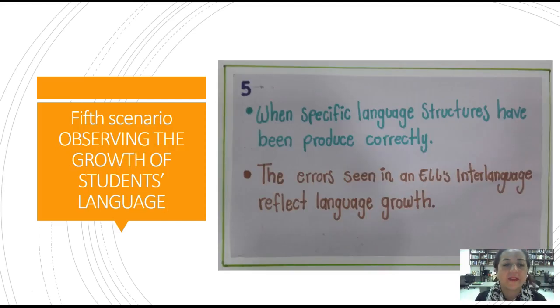Fifth scenario, observing the growth in students' language. When specific language structures have been produced correctly, the errors in an ELL's interlanguage reflect language growth. Have you noticed how you started to generalize things? Overgeneralized rules. Like you started duplicating every letter before putting an -ing. Well, that's because you overgeneralize the rule because you're learning it. So this is something that happens with ELLs, and we have to pay close attention. We have to observe to see how to help them continue improving in their language.